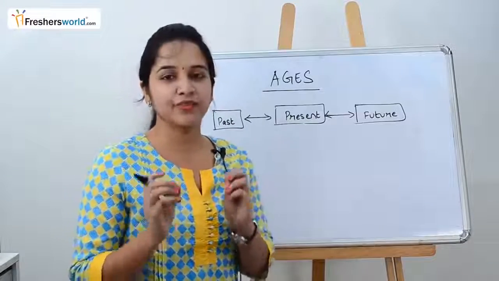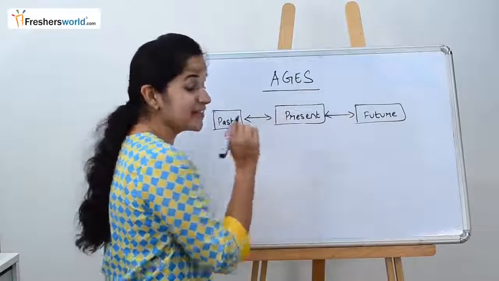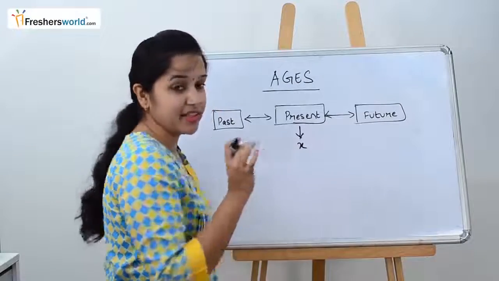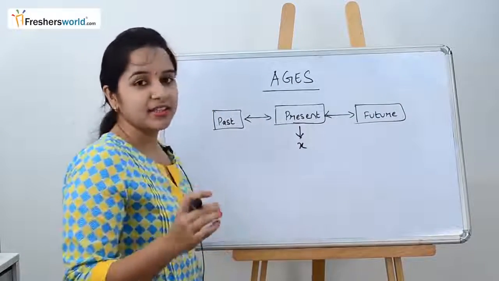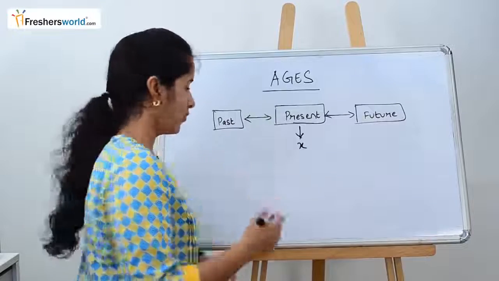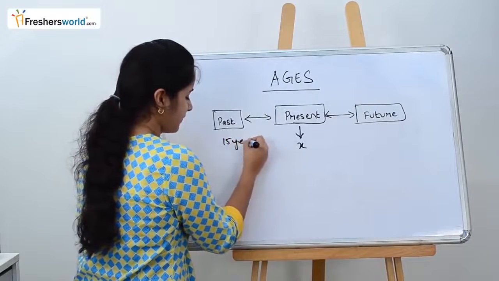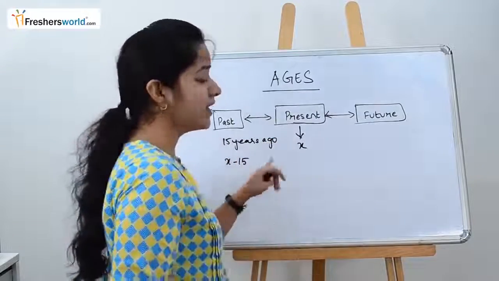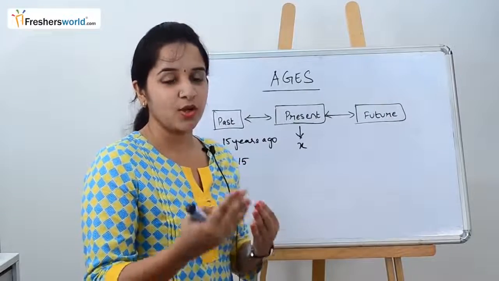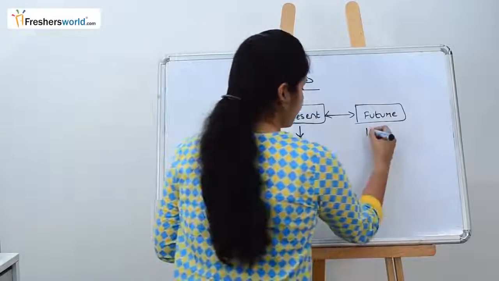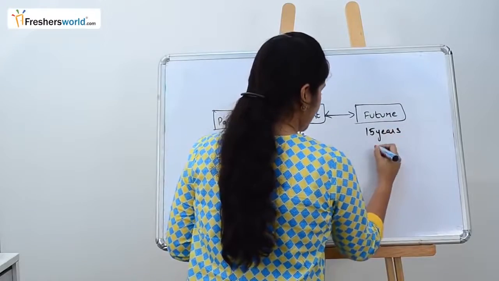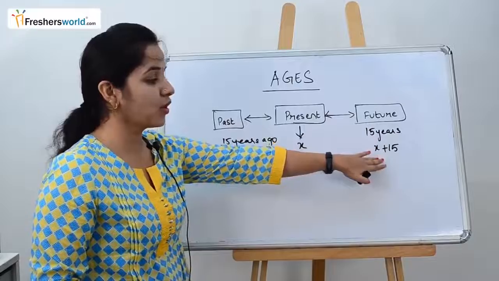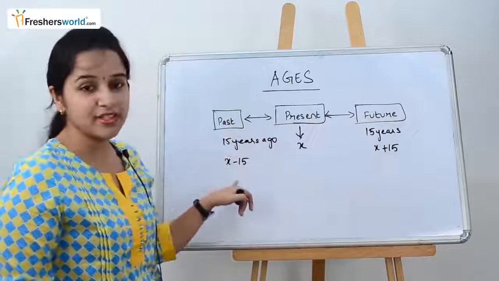To understand that, there are 4 concepts that you should know. Let's always take present age as x. Whatever be the type of the problem, you should always take the present age as x. And if they are telling that Ram or x is 15 years ago, what do you do? x minus 15. Similarly, they will tell 15 years hence or 15 years after, you take it as x plus 15. So for the future you will always add it, and for the past you will always subtract it.